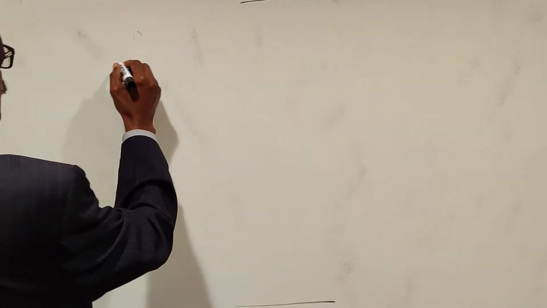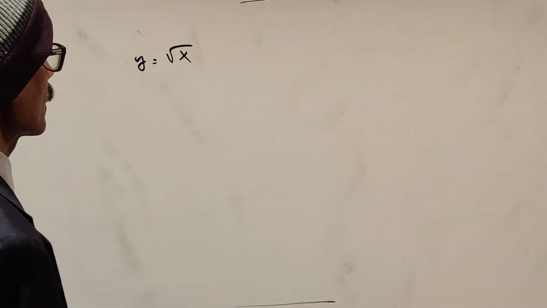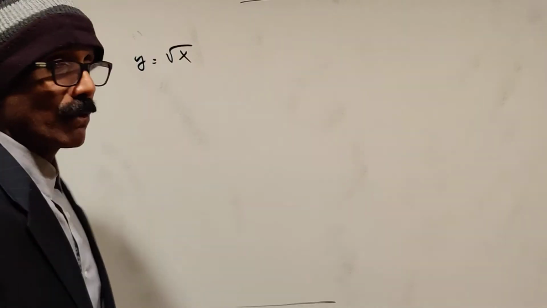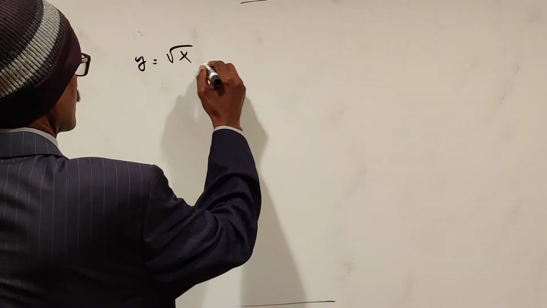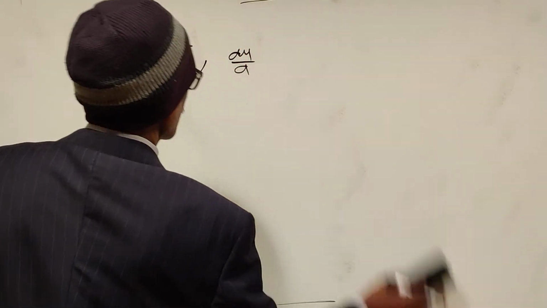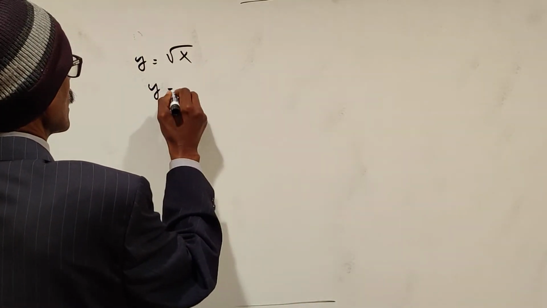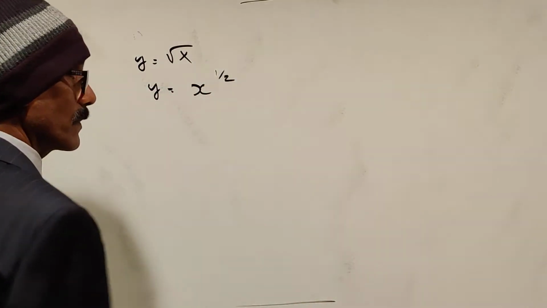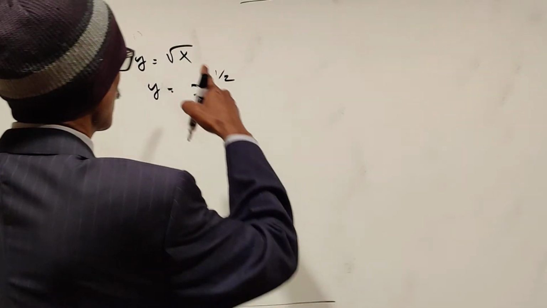Okay. y is equal to root x. See, this one also you need to learn by heart. The derivative of root x is 1 by 2 root x. I will show you how to get that. You can write this as y is equal to x to the power half. Square root of x means the power, or the index, is half.